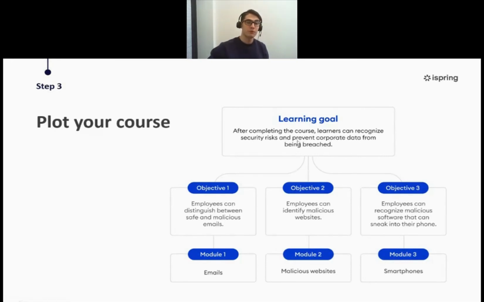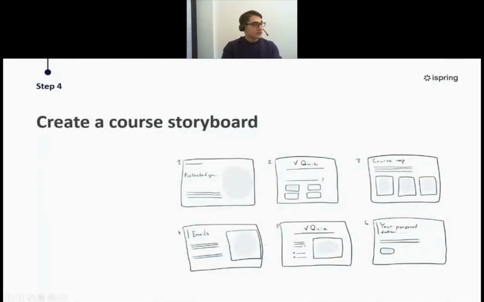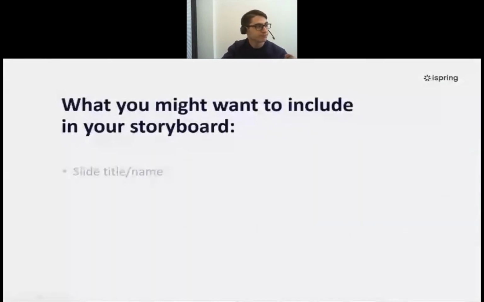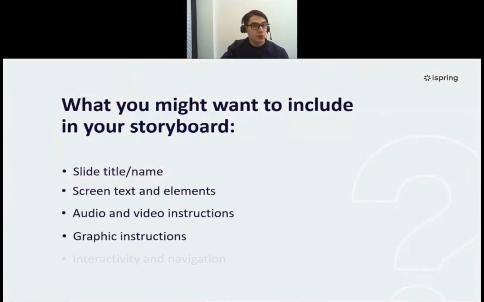All right, step number 4. Now that you've established the structure of your course, you can start mapping out the course or create a storyboard. This is a document that serves as the course blueprint and outlines the text, visuals, interactions, navigation, and other elements that will be used in the e-learning course. Here's what you might want to include in your storyboard: slide title and name, screen text and elements, audio and video instructions, graphic instructions, interactivity, and navigation.